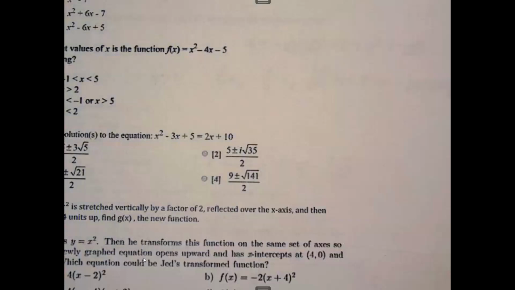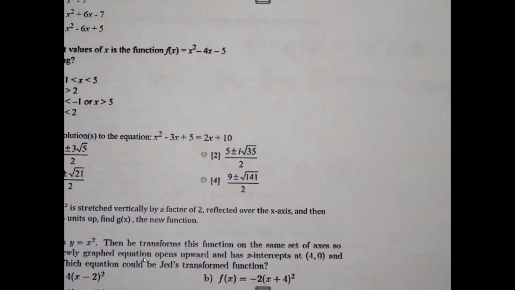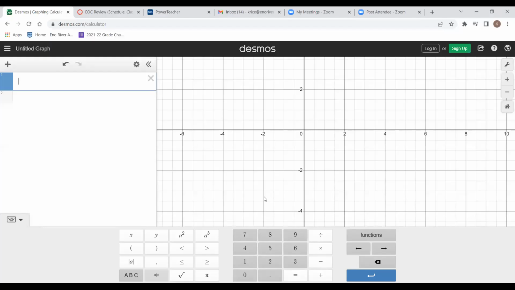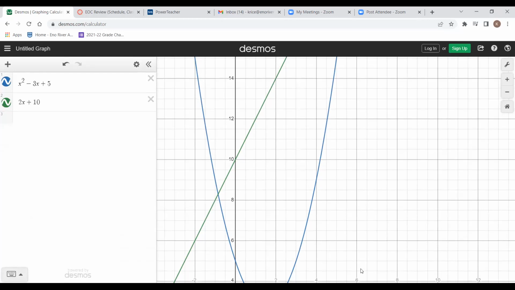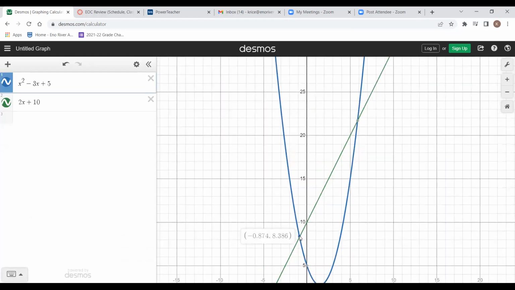So let's go ahead and look over at Desmos. So x squared minus 3x plus 5, 2x plus 10. So we'll get the decimal answers from here. And then I'm going to write those down. So I've got negative 0.854 and 5.854.